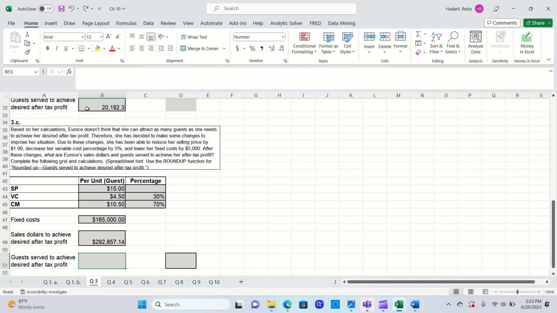All right, let's figure out how many guests we need to serve to achieve the desired after-tax profit. We can see here we needed to hit over 20,000. All right, so we will take, again, our fixed costs. We're going to add our $40,000. And then we're going to divide that by our contribution margin per guest. All right, so we have dropped that. She was at 20,000. Now we've dropped it to 19,523.